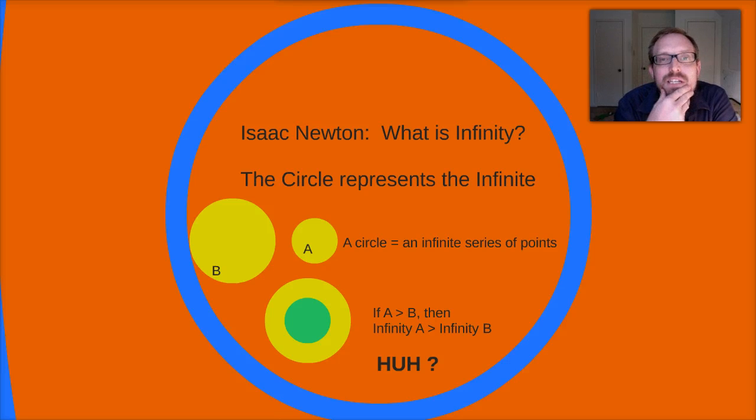One of the things we can do is Isaac Newton. One of the things we can do to understand infinity, or to think about infinity, is to recognize that a circle is infinity, right? Infinity in terms of the infinitesimal, right? Because a circle we can define as an infinite series of points at a set radius around a single point, right?